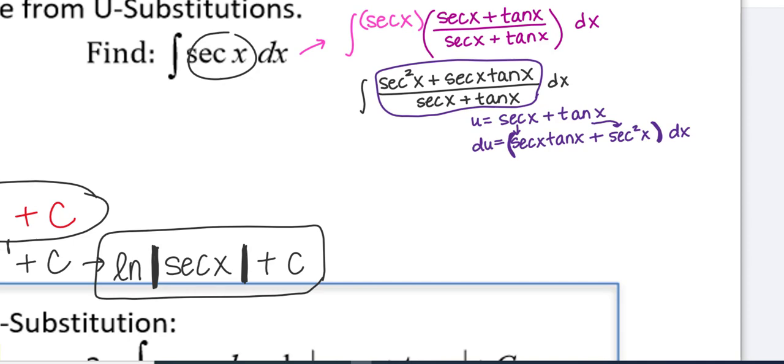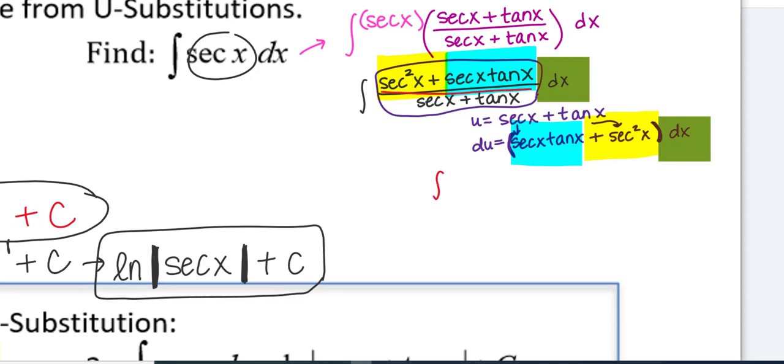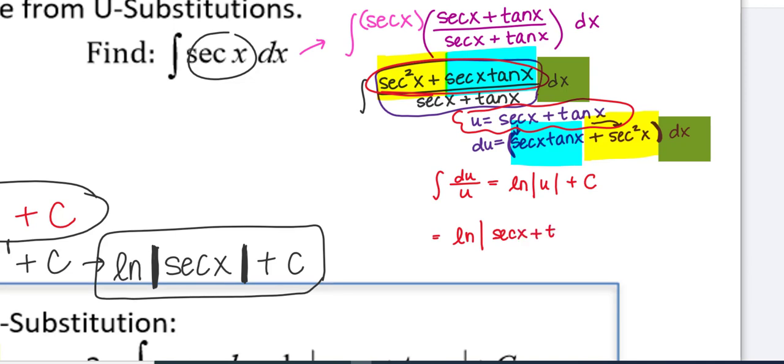Well, take a look at your numerator. Secant x tangent x, ooh, there it is, secant x tangent x, okay. Secant squared x, secant squared x. You're adding, order doesn't really matter. So what you formed without even maybe realizing it is du over u, which would be natural log of the absolute value of u, of course, plus c, and I will put in my absolute value of that u, which was secant x plus tangent x plus c.